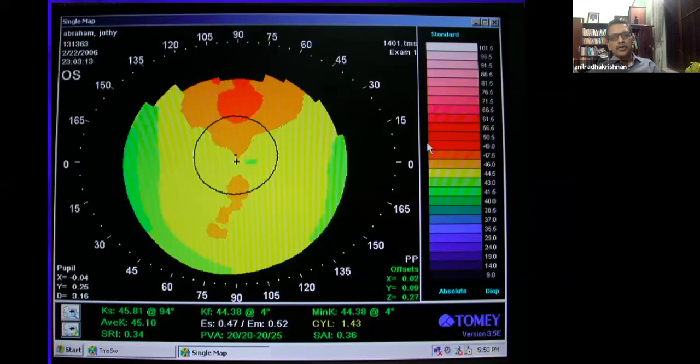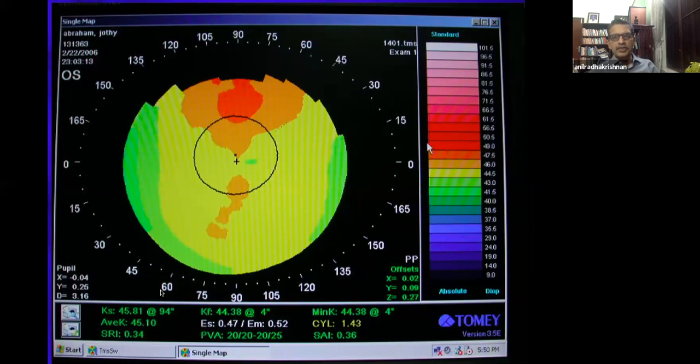The output you get is a color map like this, with multiple colors. If you see on the left-hand side, these are depicted over here. The blue corresponds to a very flat cornea, and the red and higher shades of red usually correspond to a very steep cornea.